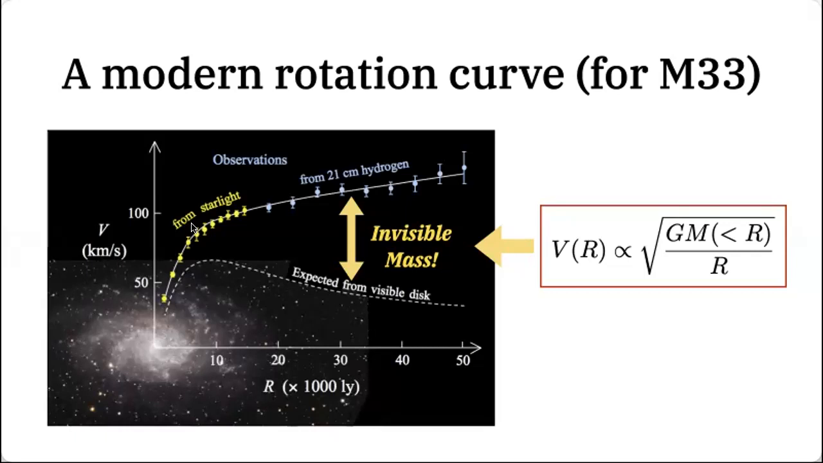The yellow line is the rotational velocity of stars. And then further out, we also measure the rotational velocity using the neutral hydrogen, using the 21 centimeter hyperfine transition line. And then that's what it found. So that's the dynamics of stars and the gas around the galaxy.